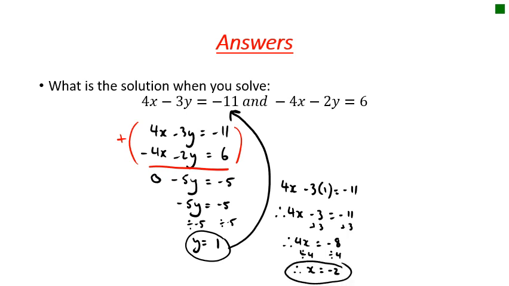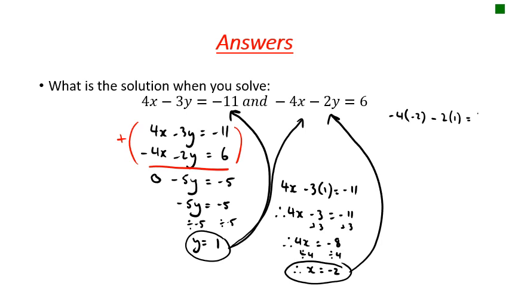If I substitute the x value of minus 2 into here and the y value of 1 into here, I should get an answer that equals 6. So let's see, minus 4 lots of minus 2, because that's our x value, take 2 lots of 1, should equal 6. Minus 4 times minus 2 gives me 8, take 2 does equal 6. So therefore my answers are x equals minus 2 and y equals 1.